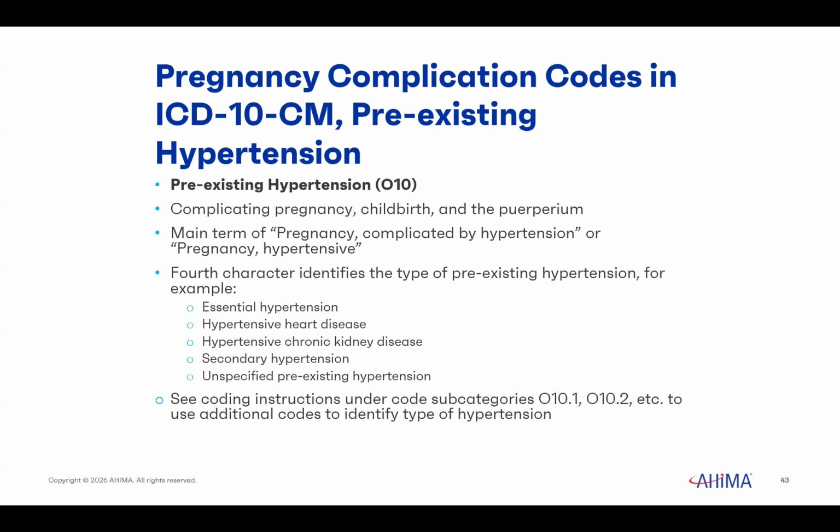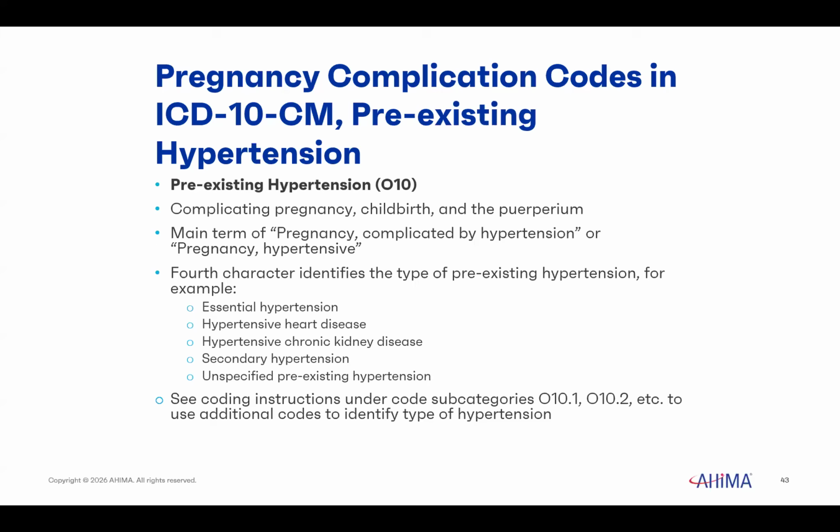Here's an example of what we're talking about with pre-existing hypertension. Pre-existing hypertension falls into code category O10. It's hypertension complicating the pregnancy, childbirth, and postpartum. Main term again, pregnancy complicated by hypertension or pregnancy hypertension. And the fourth character will identify the pre-existing hypertension. We could have essential hypertension, hypertensive heart disease, hypertensive chronic kidney disease, secondary hypertension, or unspecified pre-existing hypertension.